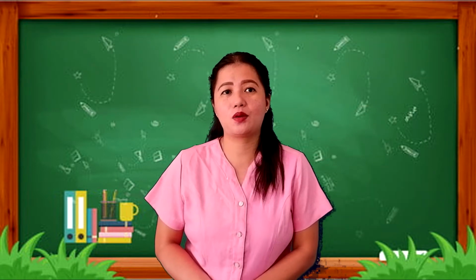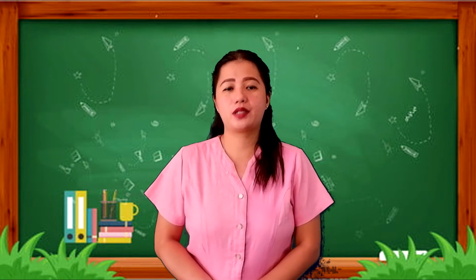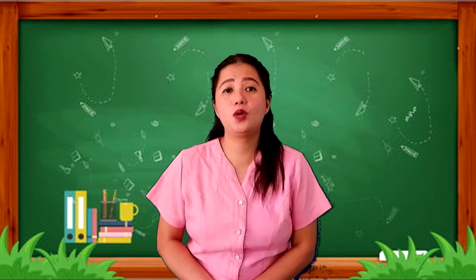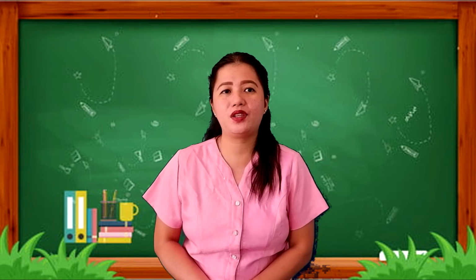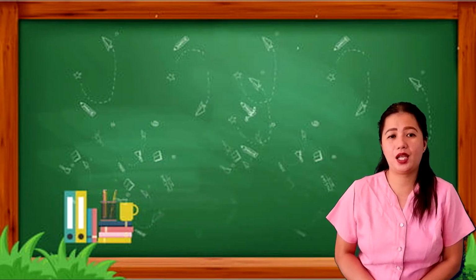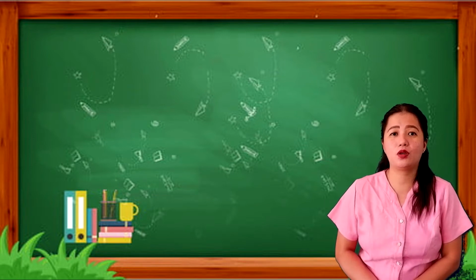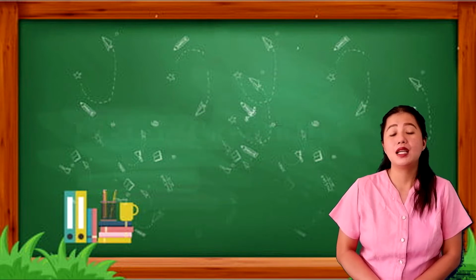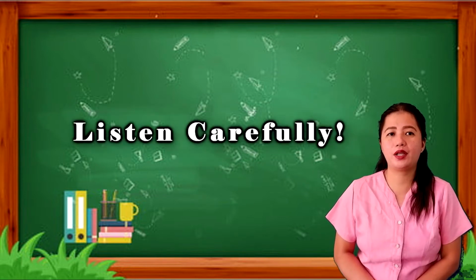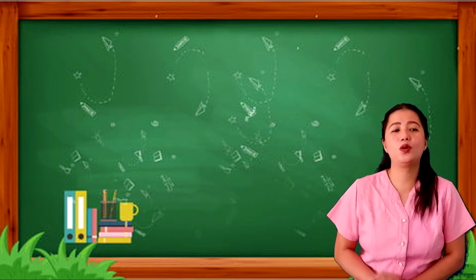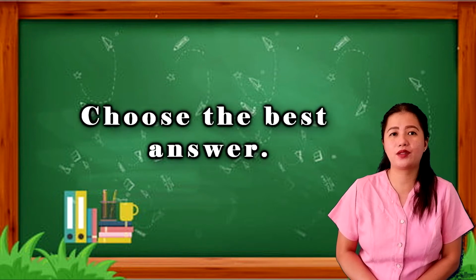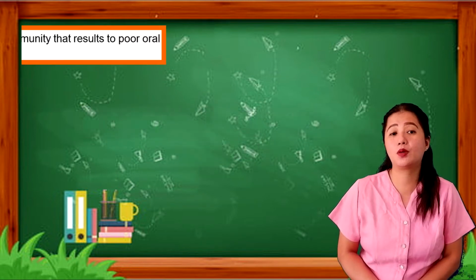Before we proceed to our lesson proper, we will first check your prior knowledge for our lesson. You will answer the pre-assessment activity. For this activity, kindly refer to your learning activity sheet in What I Know. Listen carefully as I read the direction. You will answer a multiple choice test, where you need to choose the answer and write the letter on the space provided.